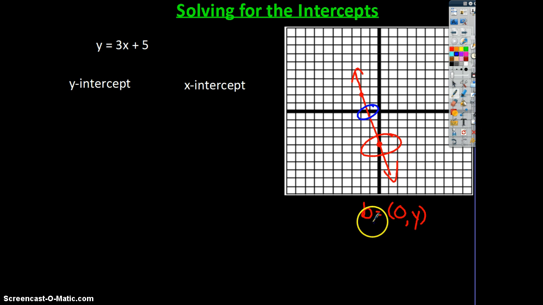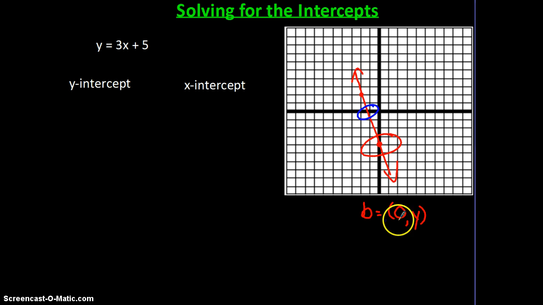I use the information that at the y-axis, the y-intercept, it's always 0, some value y. Now, if it's already in slope-intercept form like this one is up here, I know for a fact that my y-intercept right away is 0, 5. Now, I'm going to go through and prove that. Here's how I know that's absolutely right.